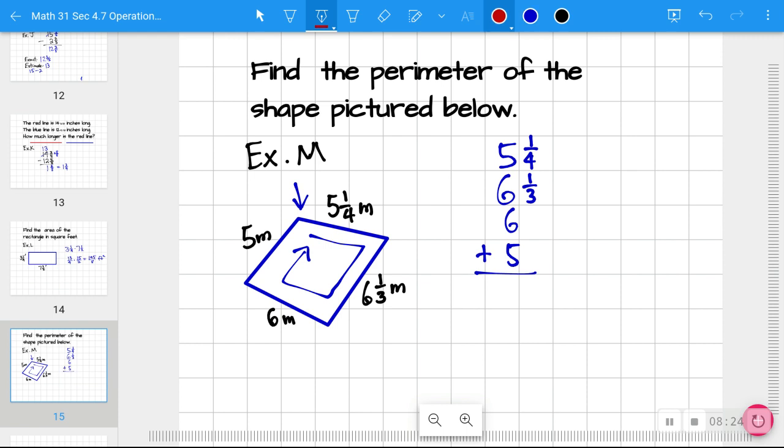Now what we have here is a situation where we don't have a common denominator here. So I'm going to say times 4/4 there, and times 3/3 here, which then rewrites the problem like this. 5 3/12 plus 6 4/12 plus 6 plus 5. And so you end up with 22 7/12.